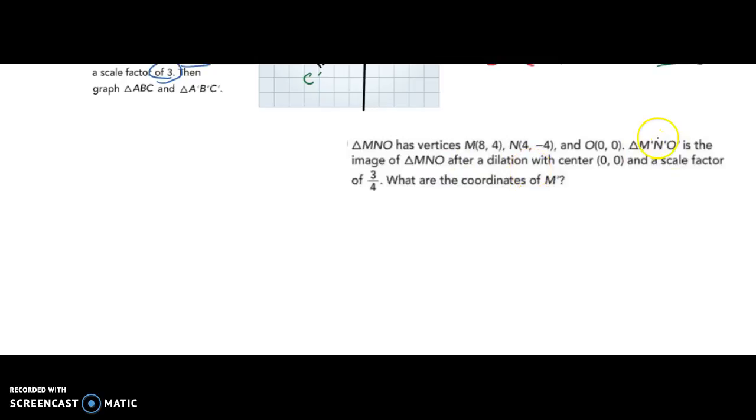Okay, our last one says that we have these vertices and we have triangle MNO, which is the image after the dilation because these were all primes, with a center of (0, 0) and a scale factor of 3/4. And we want to know what the coordinates of M are. So let's go ahead and find that. The coordinates of M started out to be (8, 4). And we said that we have a scale factor of 3/4. So we're going to multiply it by 3/4.